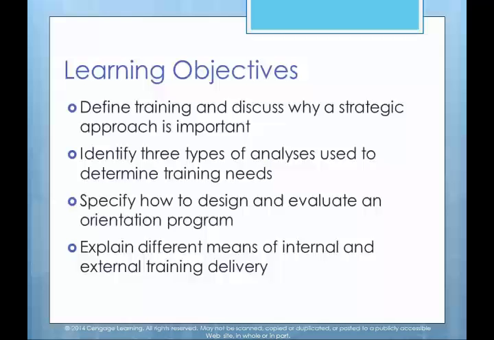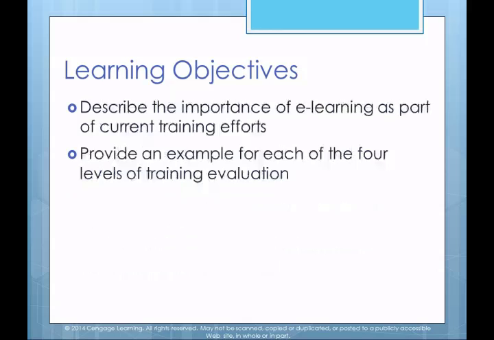Our learning objectives are to define training and discuss why a strategic approach is important, identify 3 types of analysis used to determine training needs, specify how to design and evaluate an orientation program, explain different means of internal and external training delivery, describe the importance of e-learning as part of the current training efforts, and provide an example for each of the 4 levels of training evaluation.